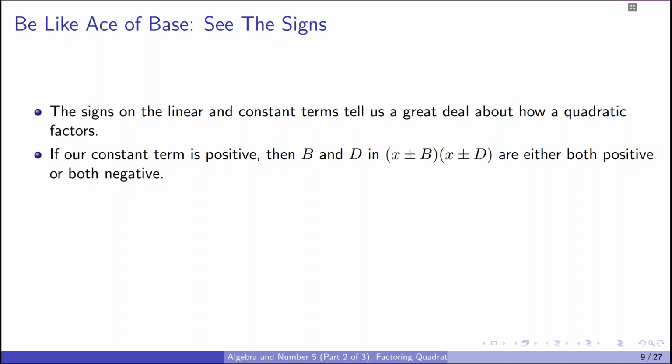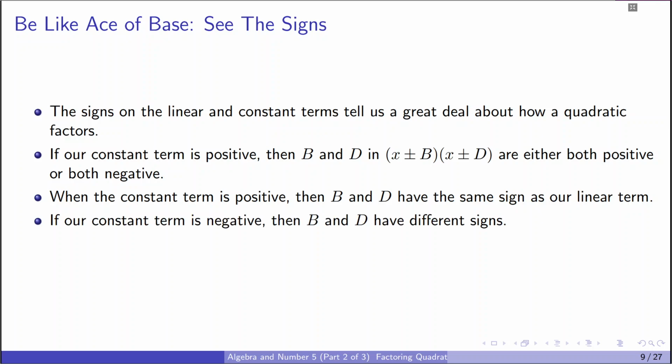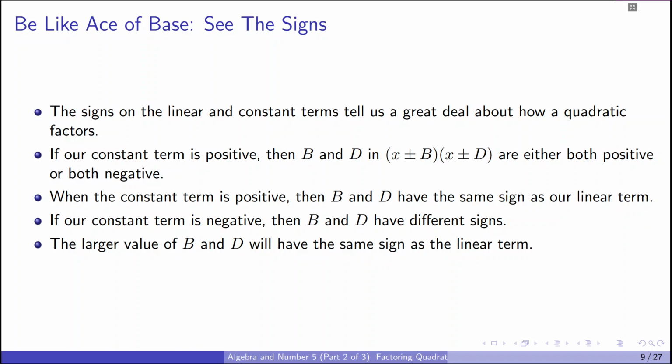If our constant term is positive, then the b and d in these factors are either both positive or both negative. They have to have matching signs. So when the constant is positive, b and d have to have the same sign, and they'll be matching our linear term, that term in the middle. If our constant is negative, b and d will have different signs. The larger value of b and d will have the same sign as the linear term. We'll do some concrete examples to make this more clear.